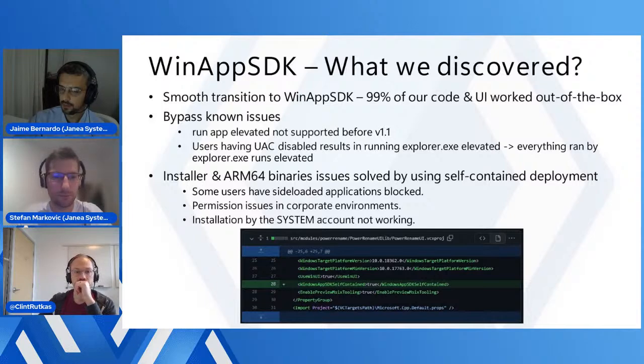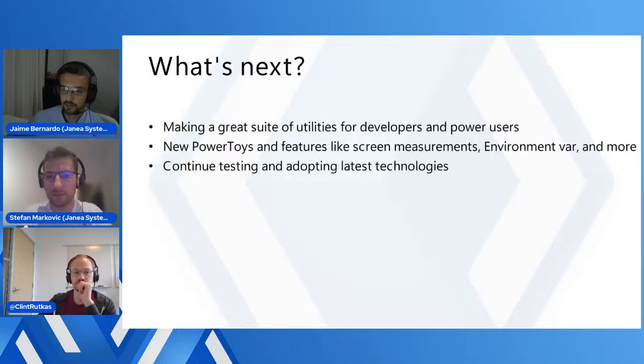Also, some of the users had issues while trying to install WinUI SDK and the ARM64 WinUI SDK binaries, such as some permission issues in corporate environments, or installation by system account didn't work, which we solved once again by shipping our app self-contained. Okay, now we can move to the next slide and back to Clint.